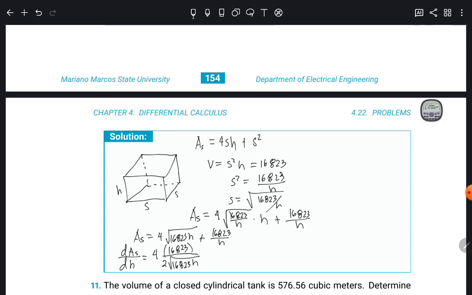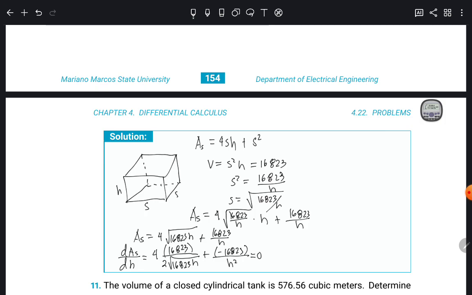16,823. Then plus, here we have H in the denominator, so we can transfer it to the numerator. It will become negative 1. So this will become negative 16,823 all over H squared. Negative 1 minus 1 is negative 2. You bring it down, it will be equal to positive 2. Then, when we are doing optimization, after we take the derivative, we equate this to 0. That's the next step. Then solve for H.